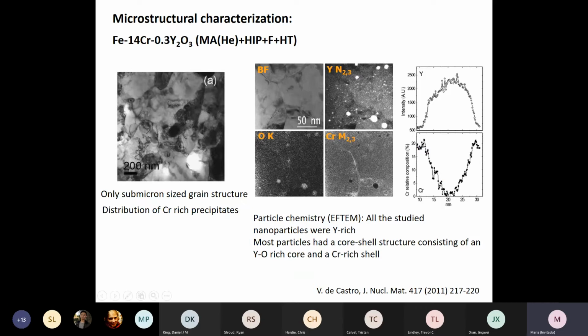And here we can see from EDS measurements that they are yttrium-rich, and we also observed a chromium-rich shell around at least the larger particles. Okay.